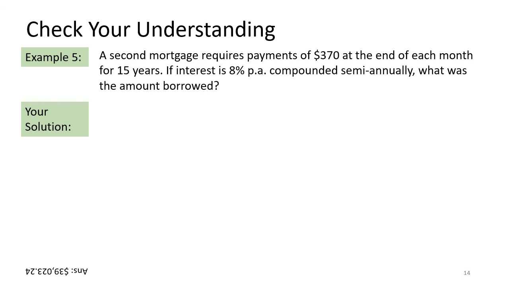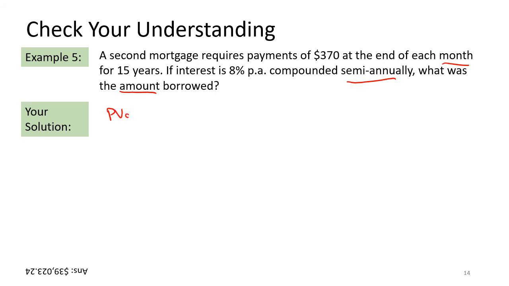So let's look at another example. A second mortgage requires payments of $370 at the end of each month for 15 years. If interest is 8% per annum compounded semi-annually, what was the amount borrowed? Okay, so again, we're asking for the amount borrowed. We're asking for the present value. And a couple things you'll note, payments are at the end of each month, and interest is semi-annually. Okay, so it's at the end of the month, but the compounding frequency is different. That makes it an ordinary general annuity.